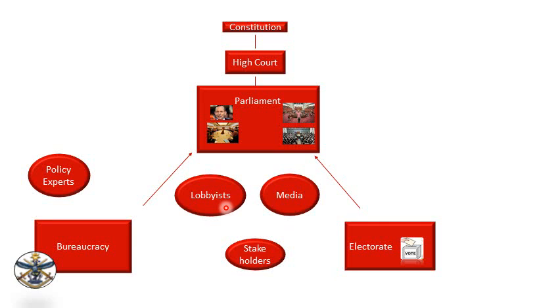Finally, lobbyists are a subgroup of stakeholders. Lobbyists are usually businesses that have profits at stake in government decisions. These businesses are prepared to spend a lot of money to get politicians to make decisions in their interests, and they usually operate behind the scenes.